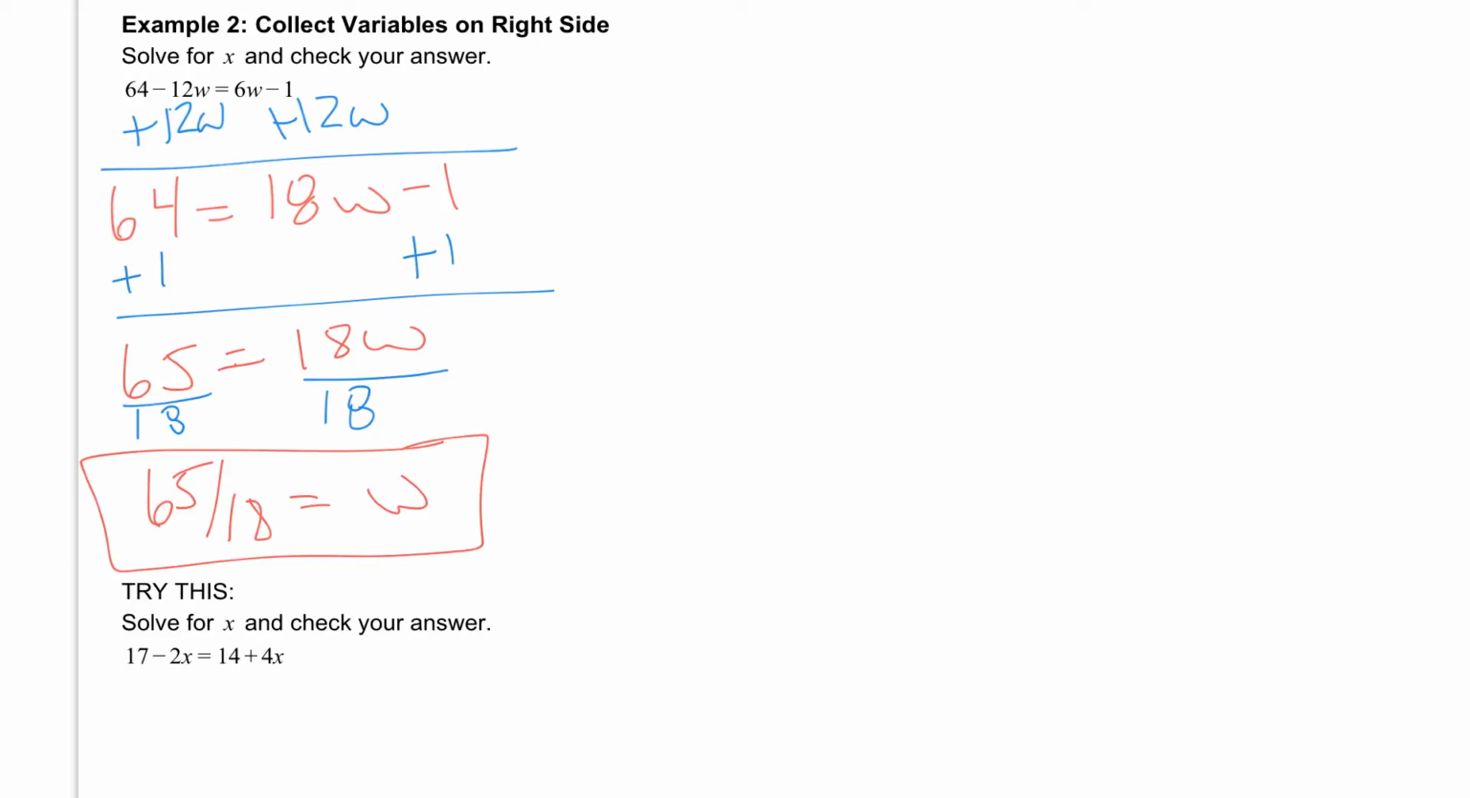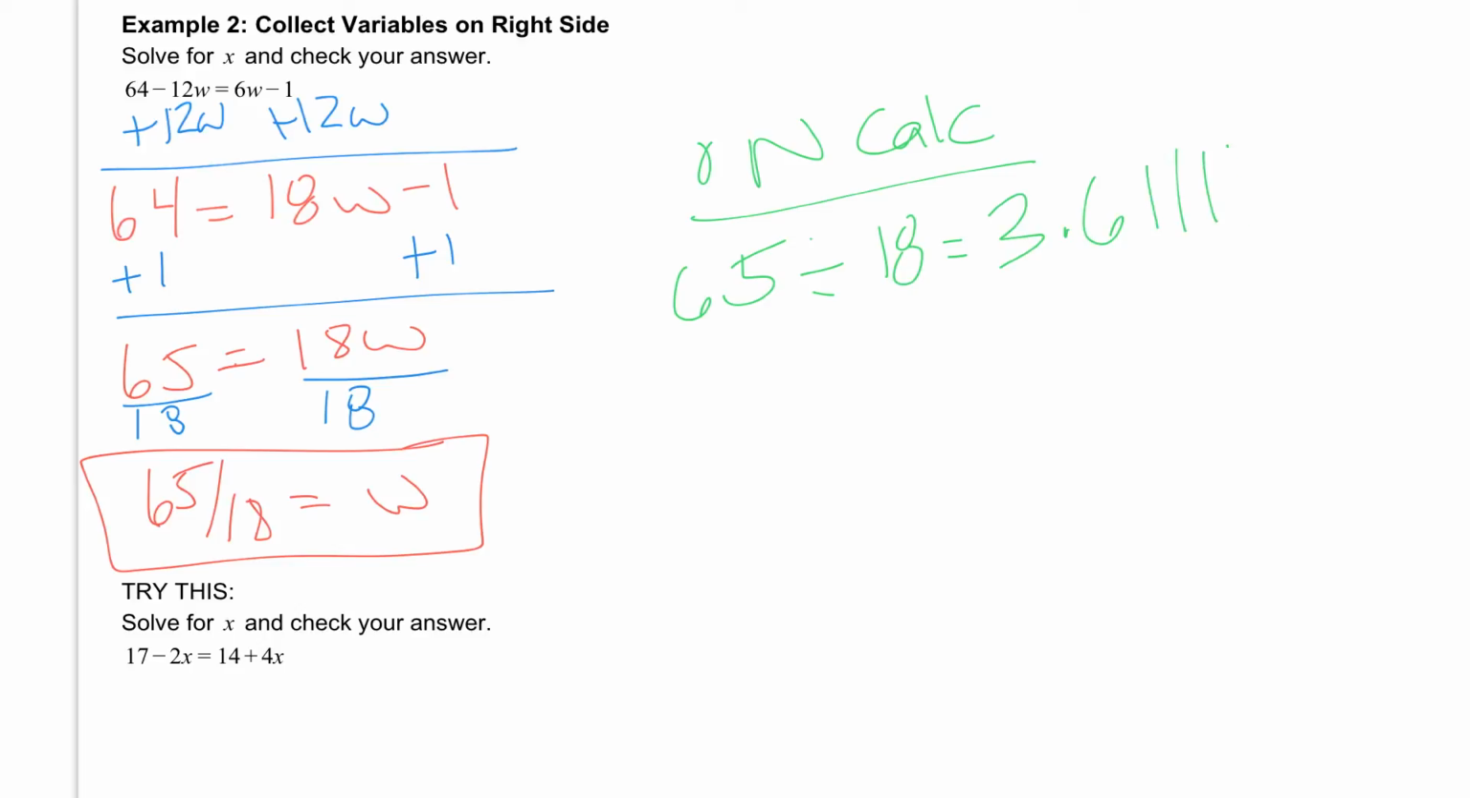Now I want you to think about something really quick. If you plug in on your calculator 65 divided by 18, you get a long decimal of 3.61111. You cannot write your answer as this decimal, as you will be rounding it at some point. You must write your answer to this problem as a fraction.